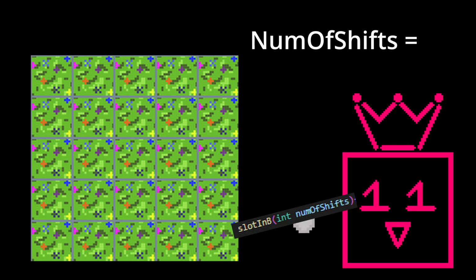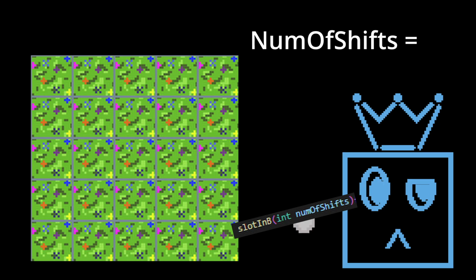Of course, some randomness on the mine amount can be good, but what I want is a consistent number of mines on the board. Therefore, instead of that, I used the number of shifts to place mines, which is what the slot in B method does, with some extra conditions.